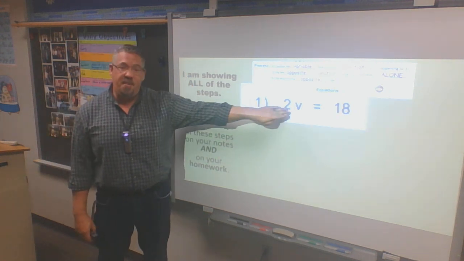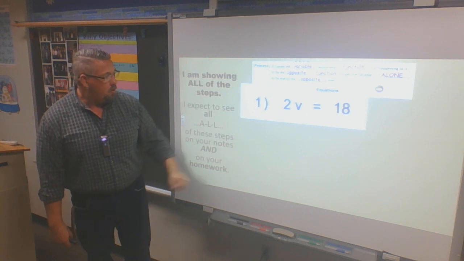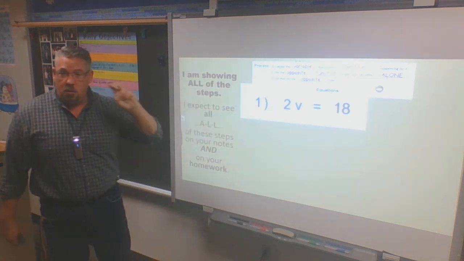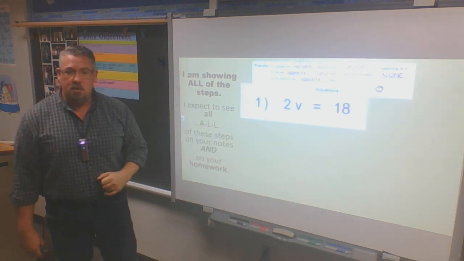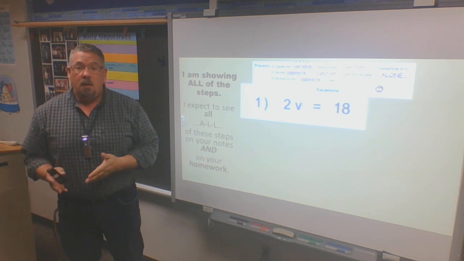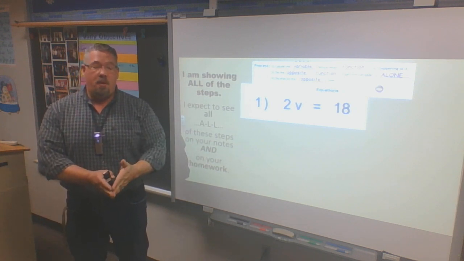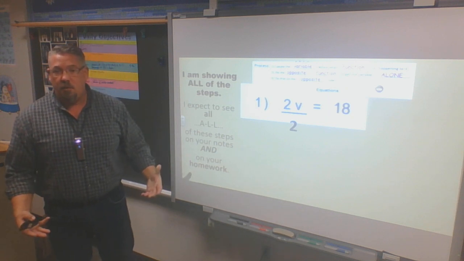My variable is v. What math or what function is happening to my variable? Well, 2 is touching it. 2 is my coefficient. And a coefficient touching a variable is always multiplication. So I know I'm multiplying by 2. Now I do the opposite function to get my variable alone. The opposite of multiplying by 2 is simply dividing by 2.